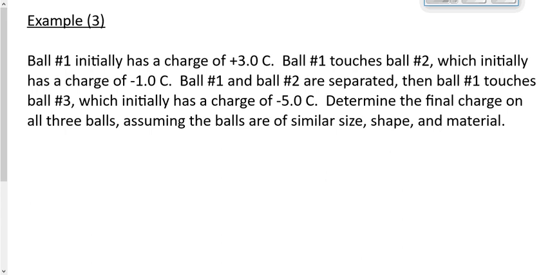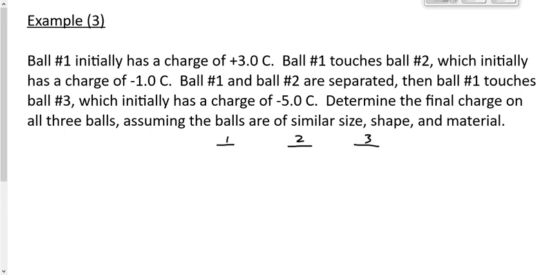No, we don't do that, right? They don't touch each other at the same time. If they all touched each other at the same time, then yeah, we would add them up and divide by 3. But they touch them separately. So what we're going to do here is create a little table. We're going to say this is column number 1, column number 2, column number 3.